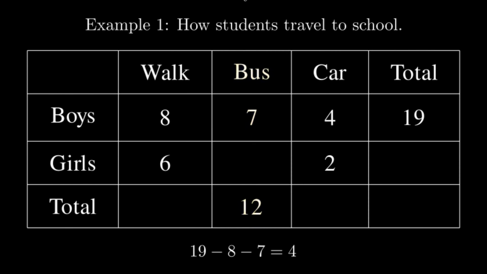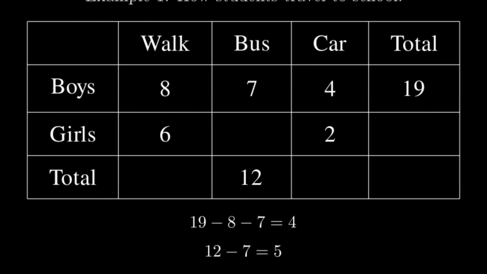Next, look at the bus column. The total number of students taking the bus is 12. We know 7 of them are boys. So the number of girls who take the bus must be 12 minus 7, which is 5. We'll add that to our table. 5 girls take the bus.